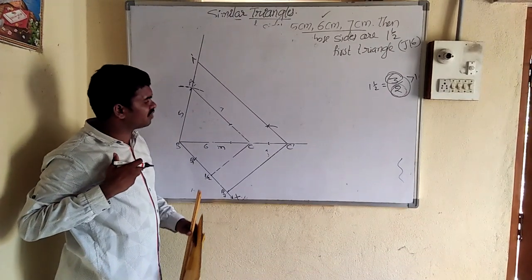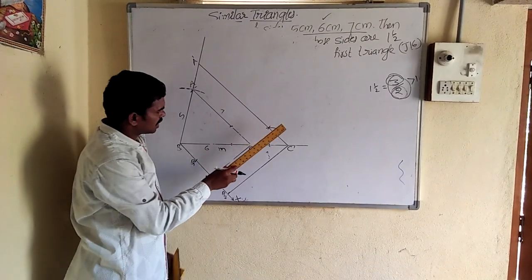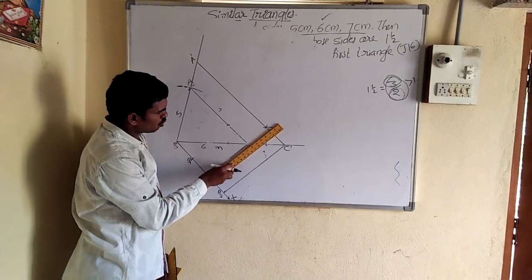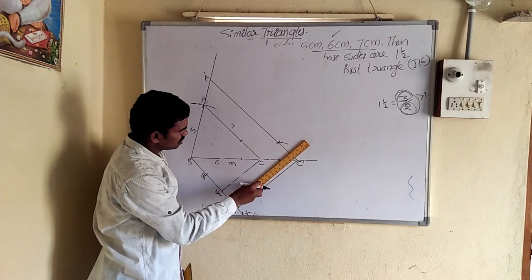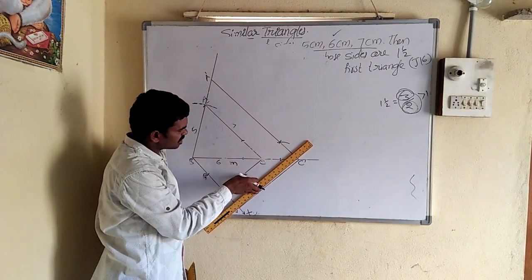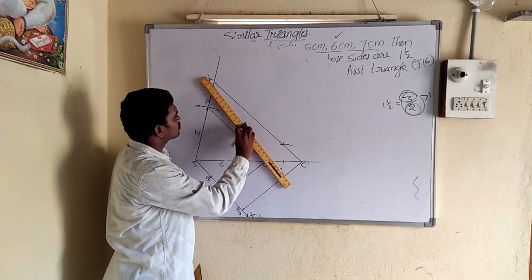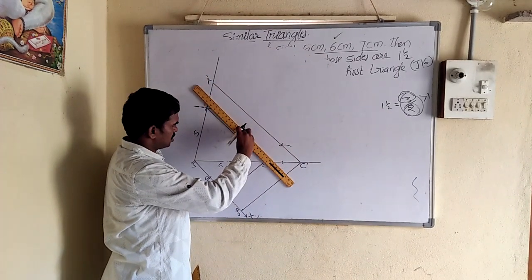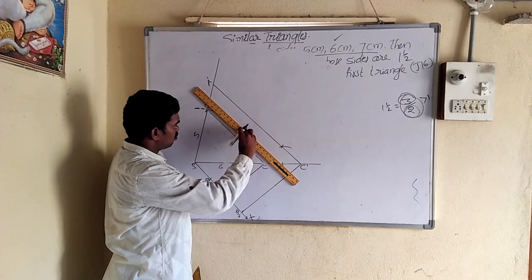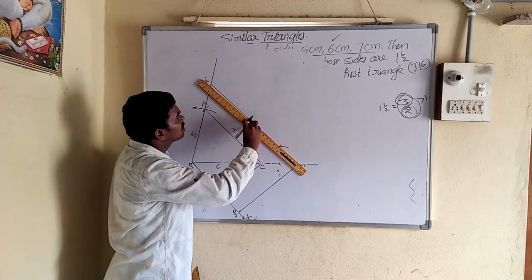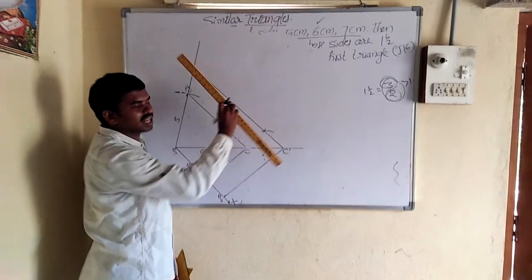Or simply, how can we draw a parallel line? Simply take a scale, put it on a line and move it, keeping the same distance. You check the distance. Okay? Here also. Move, check the distance, everywhere same or not. If it is the same, that is parallel.